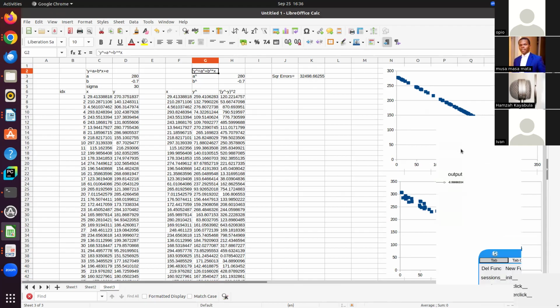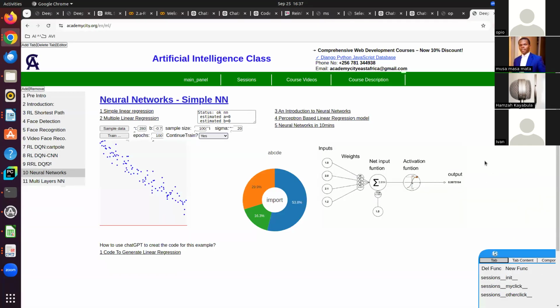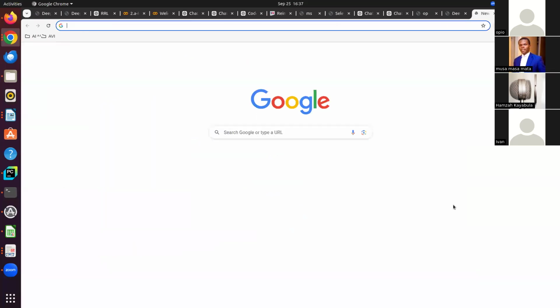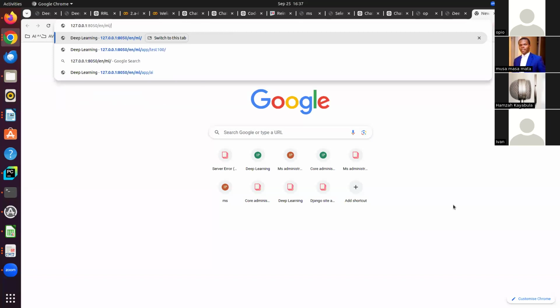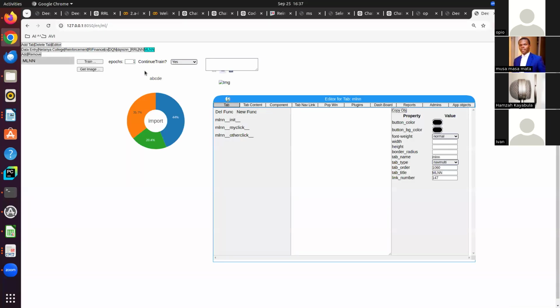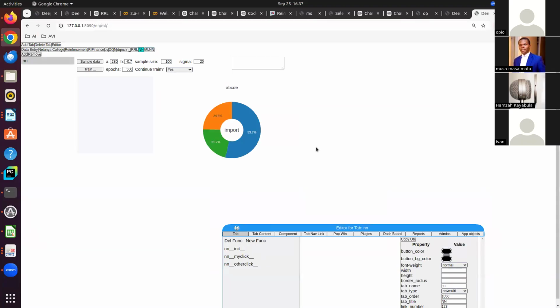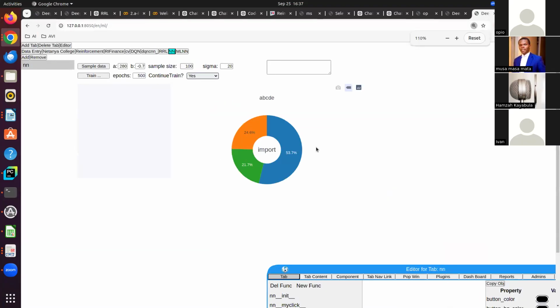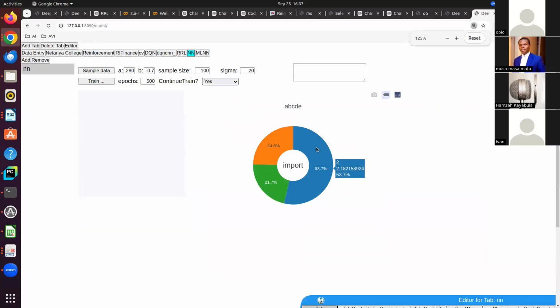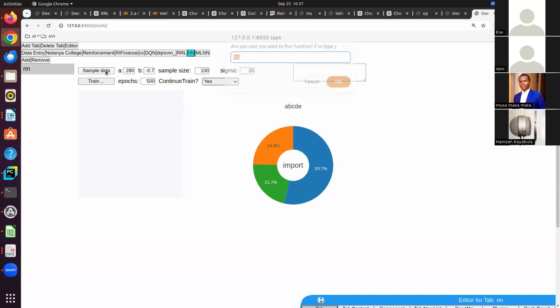Let's see what we're doing here, okay? I want to give this one because I already trained it. I'll do it on my computer. Okay, let's take an example. Here we go. We have 280 minus, let's generate data, random data.